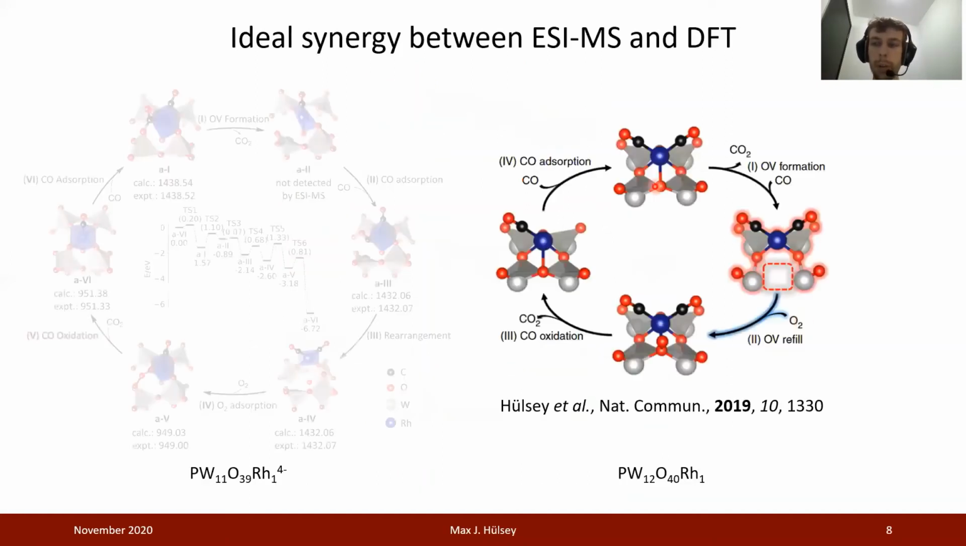This is very well in accordance with what we have observed previously based on in situ spectroscopy on a truly heterogeneous single atom catalyst, which we reported a bit earlier, where we found as well that the adsorption of dioxygen, or the refill of the oxygen vacancy by dioxygen, is rate determining.